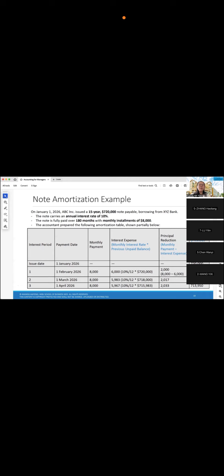Okay, so generally for note amortization, as long as you understand the logic of how each column is being derived, then you should be able to produce an amortization schedule as such if you are given different parameters. Okay, so that's for note payable or note amortization.